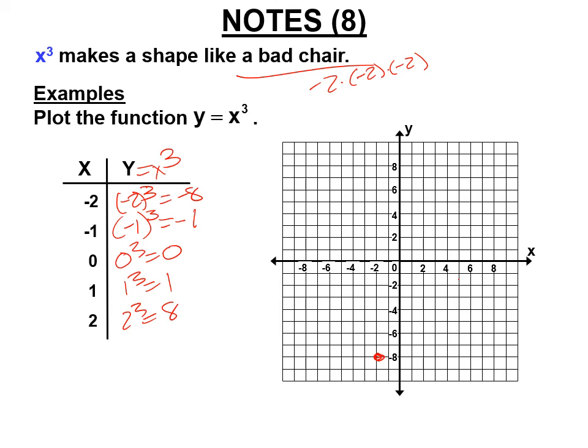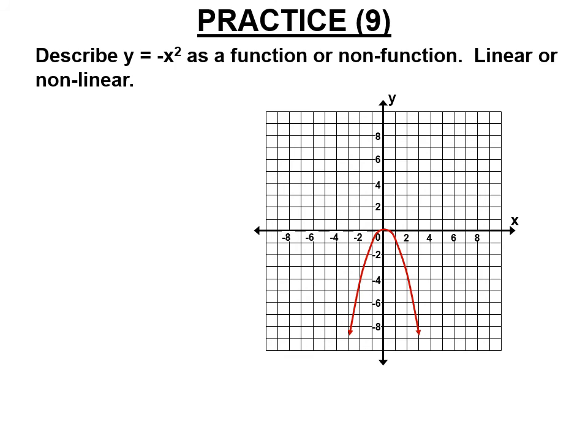Negative 2, negative 8. Negative 1, negative 1. I have normal scale again here. 0, 0. 1, 1. And 2, 8. And what this does, it goes like that. And they make the shape where if you tried to sit there, you'd fall off. It's a bad chair. And that happens every time there's x cubed. All right, so let's practice.